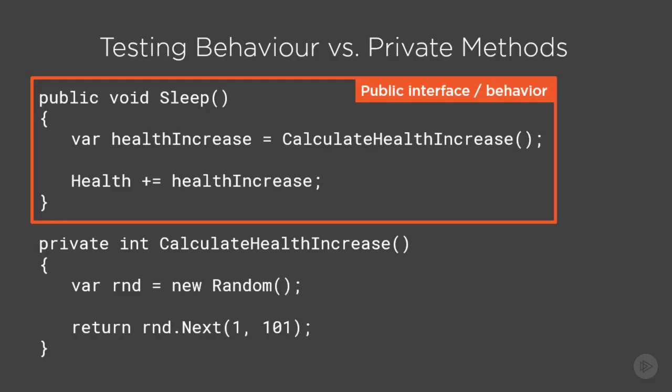On the other hand, if we're only testing the public interface or the behavior, we could go and refactor this calculate health increase method. For example, we could go and change the name of this calculate health increase method, and it's not going to break any of our tests, because it's a private implementation detail that our tests don't need to know about.